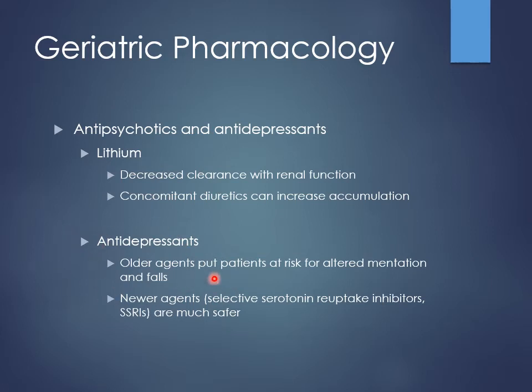Looking at antidepressants, older agents tend to be more likely to cause altered mental status. So, which older antidepressants do you think could do that? And TCAs are going to be the big one that would do that. Very sedating the TCAs tend to be, and so that could be a big one there. However, the newer agents tend to be much, much safer in this patient population. So SSRIs tend to be pretty good for the most part.